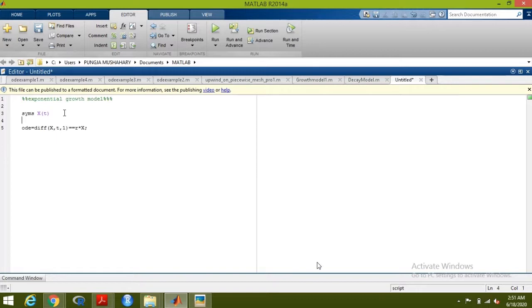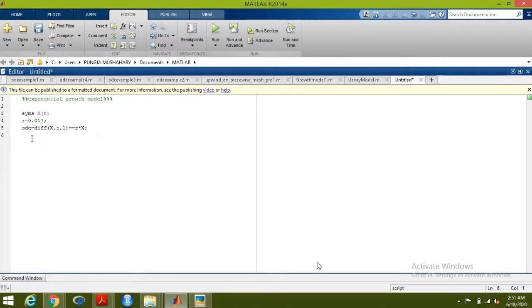Suppose the rate is given. This rate will be given to you along with the question whenever a question is given. So let us take r equal to 0.017. This is the rate. Okay, so you have written the rate. This is the differential equation.